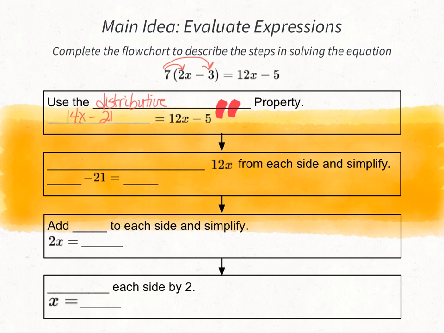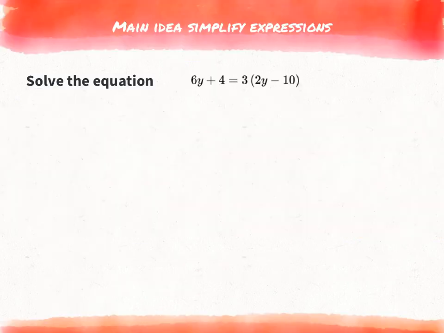The next thing we want to do is get all of our x terms on the same side of the equal sign. So we need to subtract 12x from each side and simplify. 14x minus 12x gives us a remaining 2x. Now let's look at our next example.